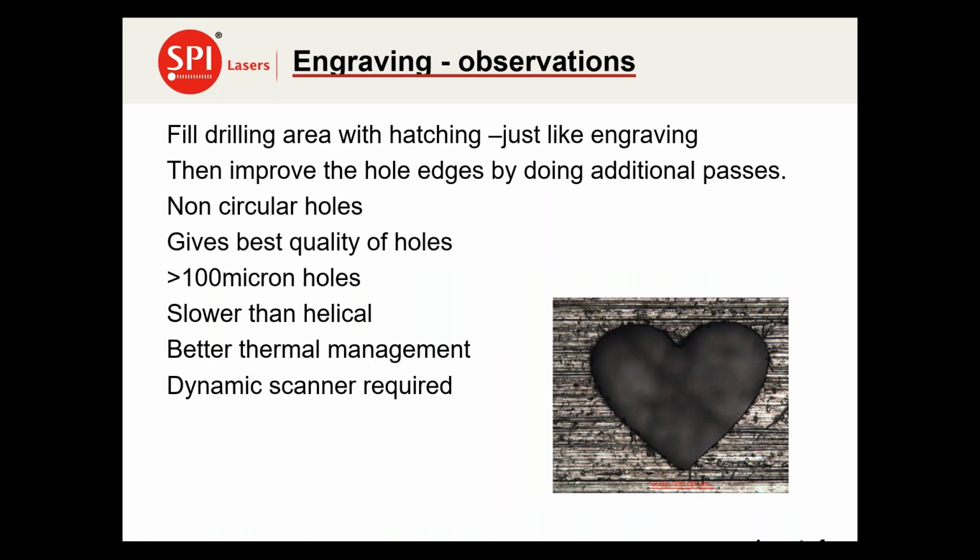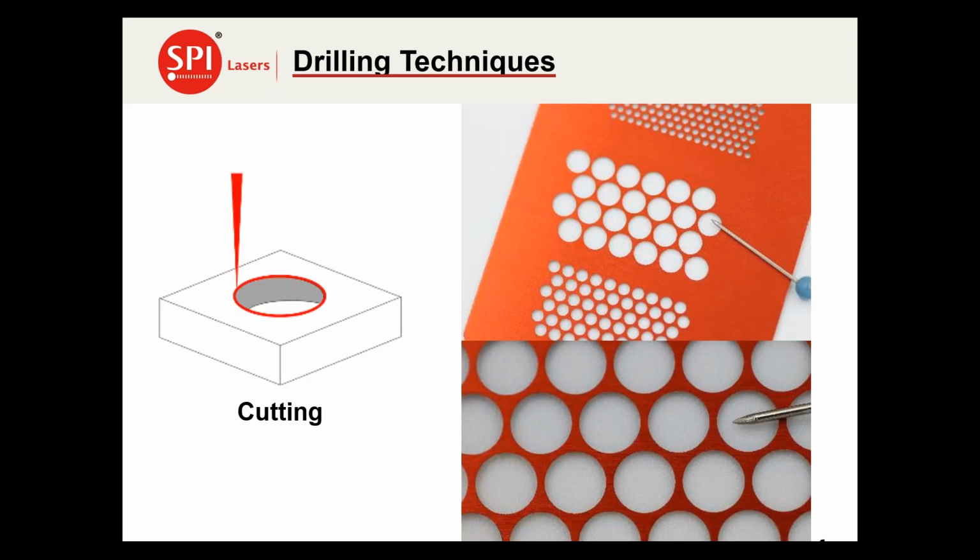So with engraving, you fill the drilling area with hatching, just like engraving, then improve the hole edges by doing additional passes. You can make non-circular holes, and this actually gives the best quality holes, but they have to be typically more than 100 microns. It's a lot slower than helical, but we tend to have better thermal management, and you do really need a dynamic scanner to be able to do this.